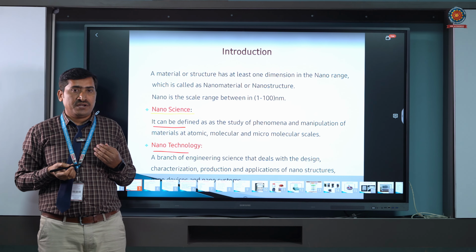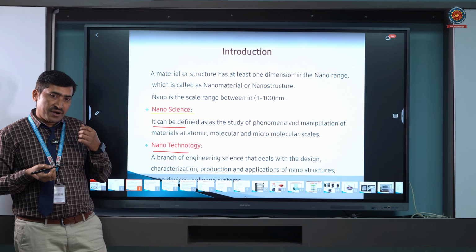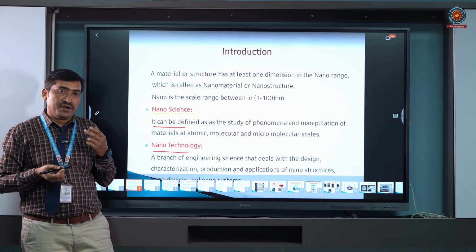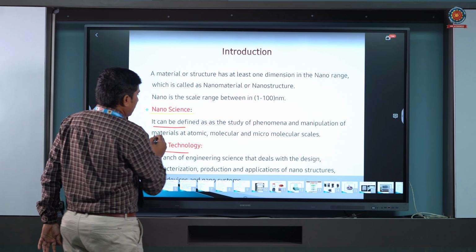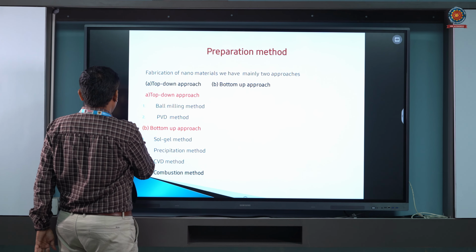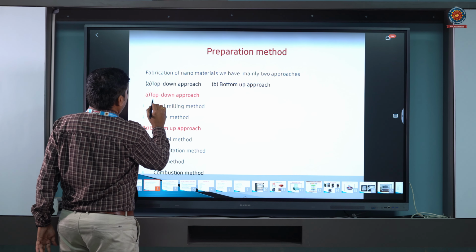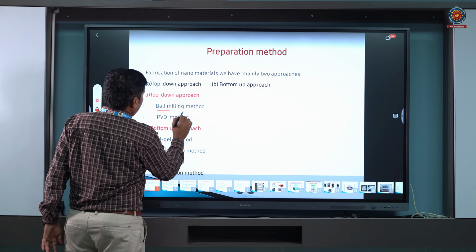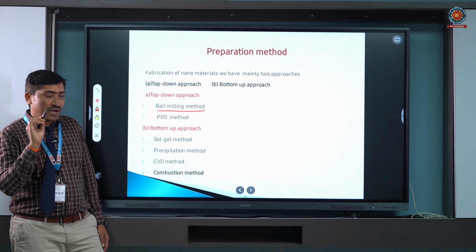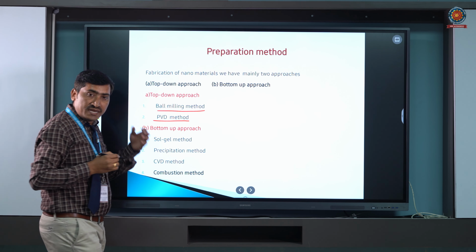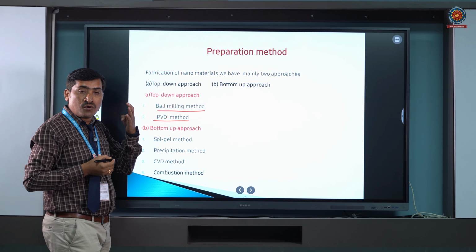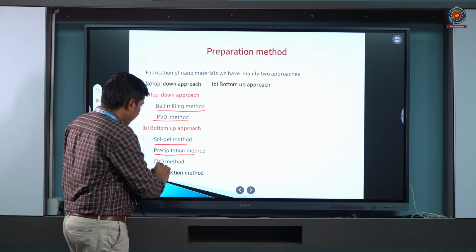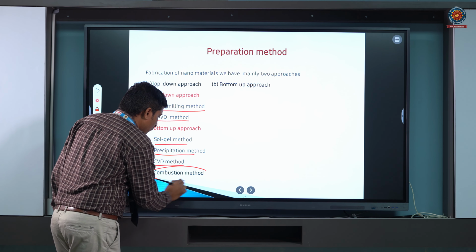Next, preparation techniques. What is our preparation technique? We have different techniques: the top-down approach and the bottom-up approach. In the top-down approach, the first method is ball milling and the second is PVD. In the bottom-up approach we have four main methods: first sol-gel, next the precipitation method, next CVD, and we choose the combustion method.